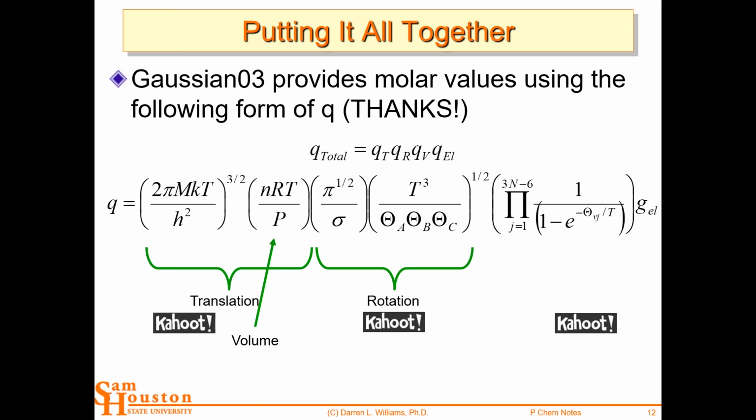So if you have a symmetric molecule like N2, then sigma is 2. For benzene, think about benzene. You have inversion. You have all the different rotations and reflections. The symmetry number is 12 for benzene. I haven't figured out how they come up with the symmetry numbers. I have to look them up.